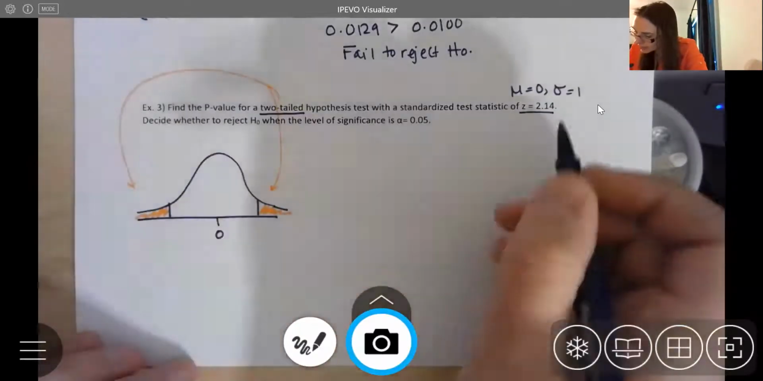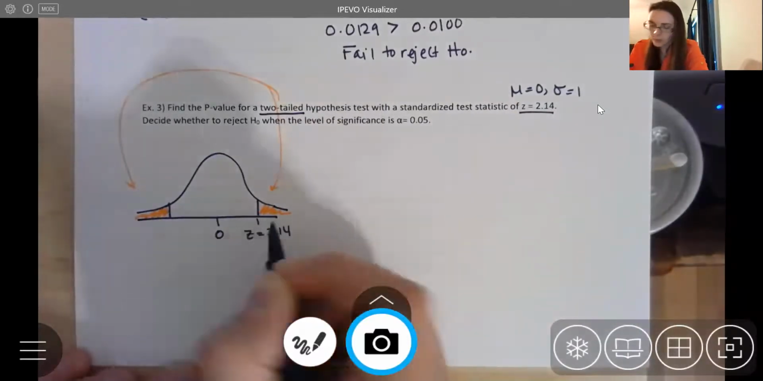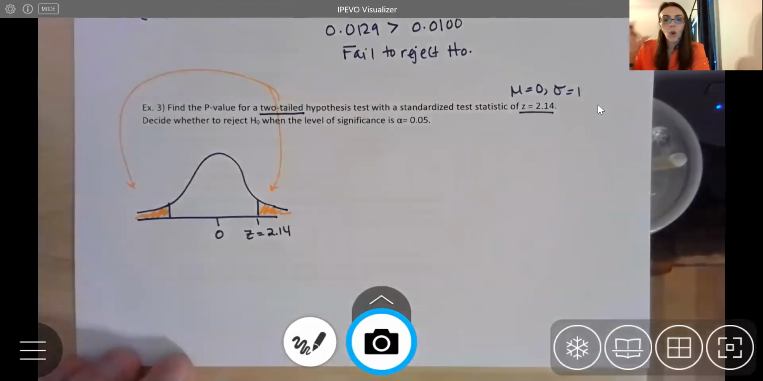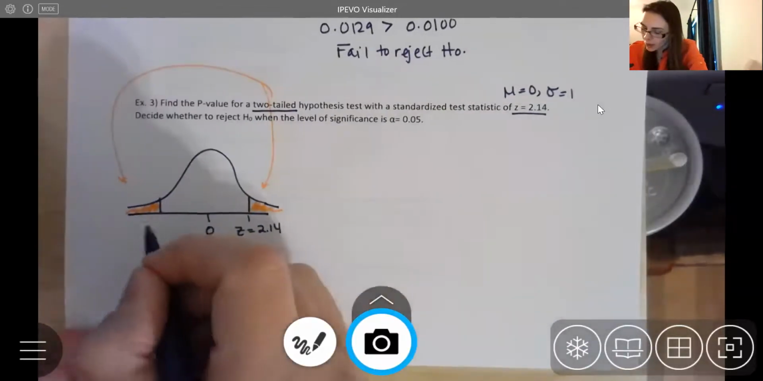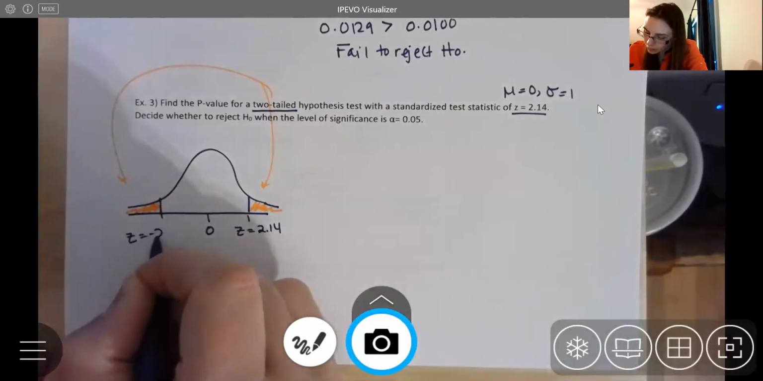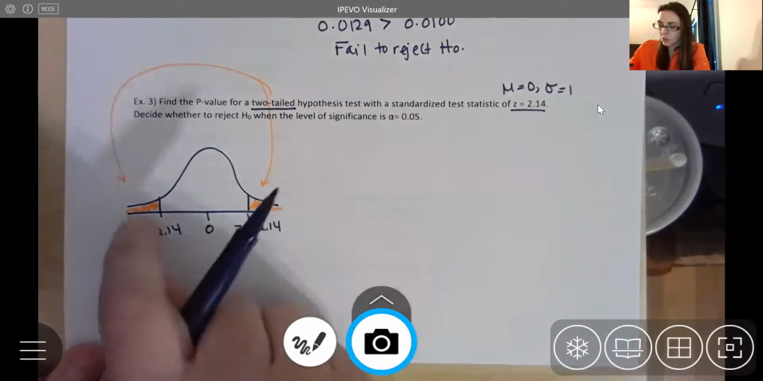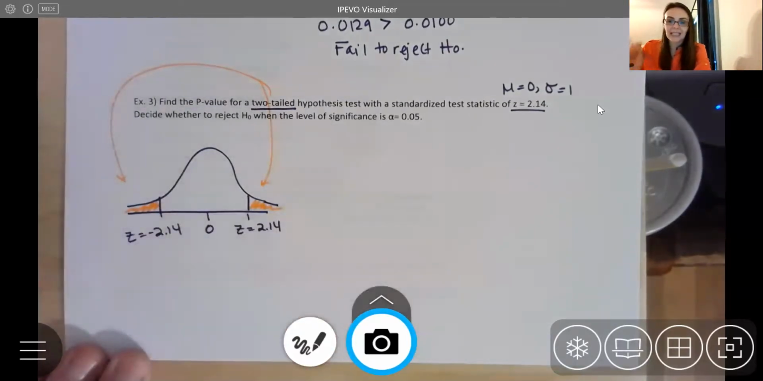And we're told our test statistic is z equals 2.14. So I'm putting it on the right because it's positive. Now this is a total symmetric mirror image. So on the left then, the value here is negative 2.14. Because they're symmetric, these two areas are going to be exactly the same. So you don't have to find both areas. You can just find one area and then double that value. And that's the faster way to do it.